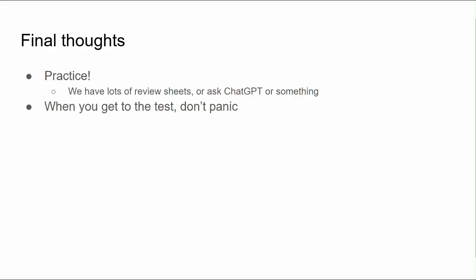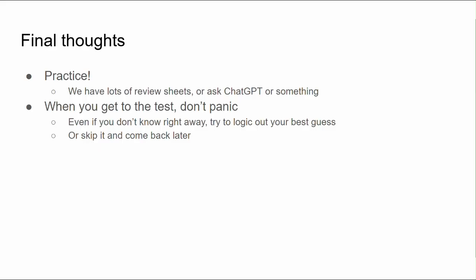I went through everything pretty much as fast as I could, because it's a lot of content to cover. Practice. We've got a whole bunch of review sheets, or you can ask ChatGPT, or you can ask me for some extra problems. I think just in general with math, the best way you can learn anything is to keep practicing it. And then when you get to the test, don't just freak out because you don't know how to do something right away. You just gotta use your brain to get the best guess that you can make. Or skip it and come back later, which is the generic test advice I think everyone should hear. If you can't figure it out right away, come back to it later and maybe you'll have a better idea.